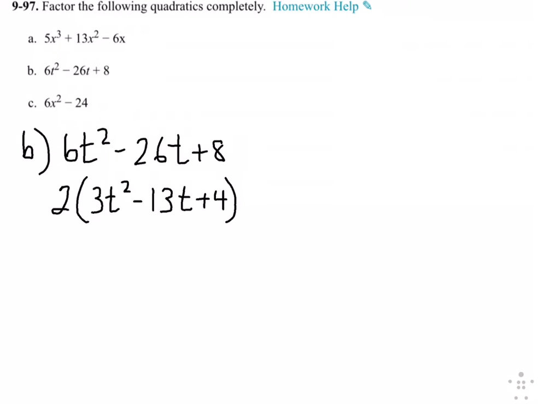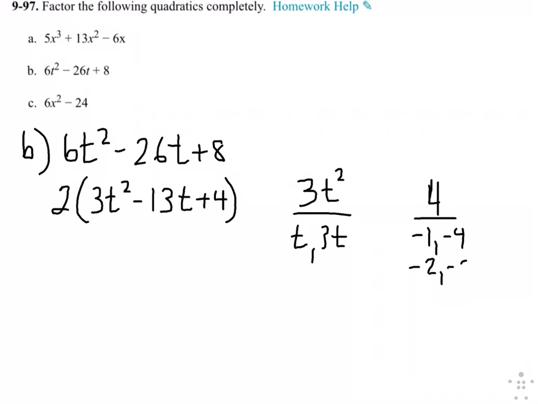And now we can do the same thing. We can make columns if we want, right? You could use decomposition, but hopefully you're getting better at seeing patterns, right? So 3t squared is t and 3t. For 4, we need a negative in the middle of the term. So this is negative 1, negative 4, negative 2, negative 2. And of course we have to swap one of the columns, right?